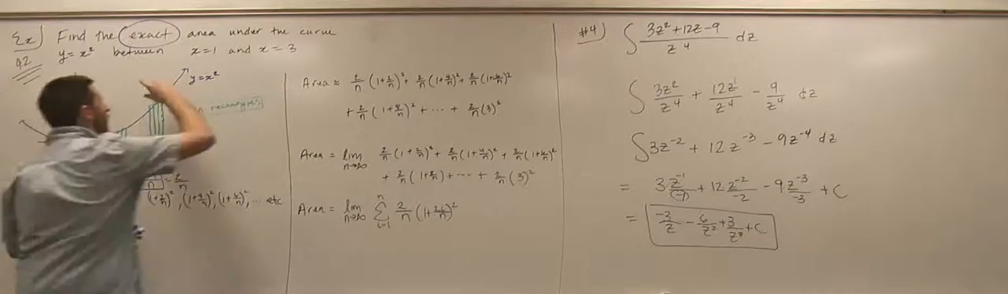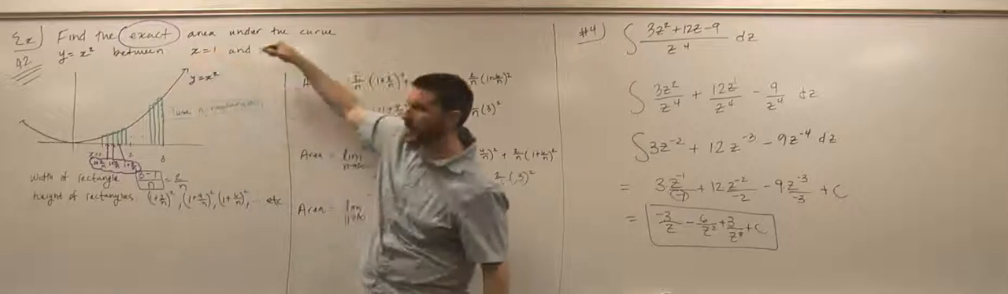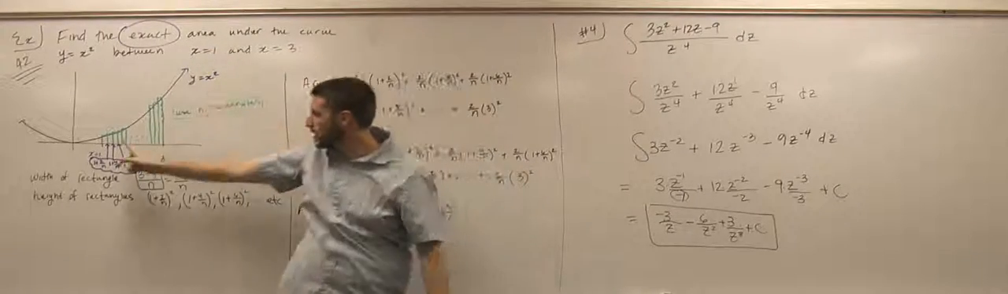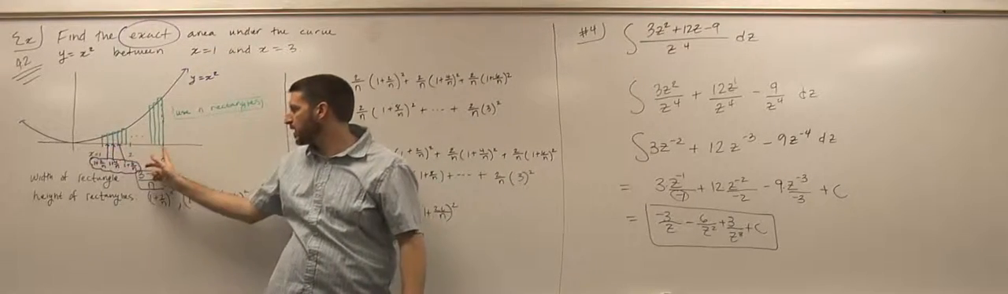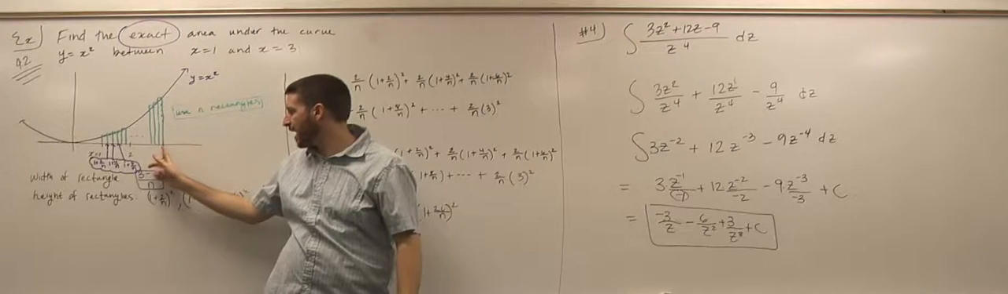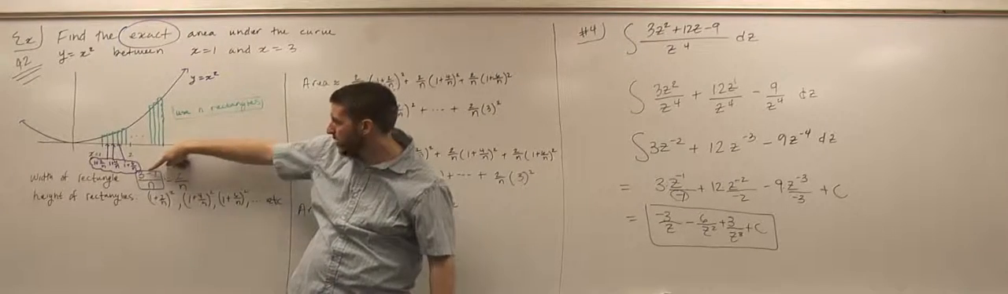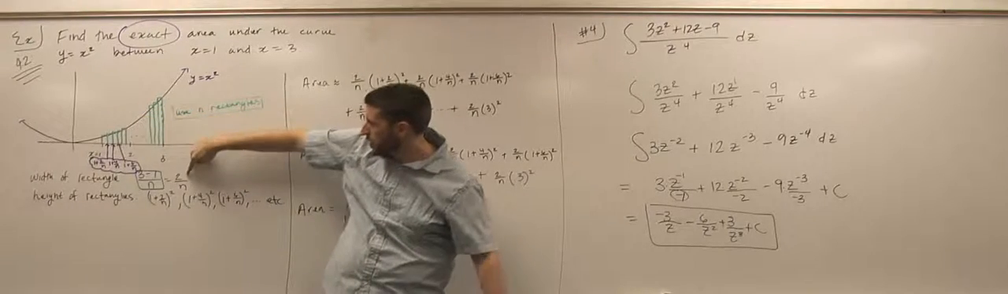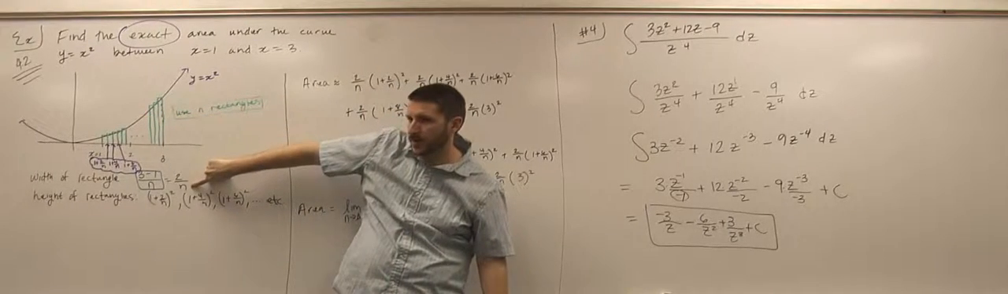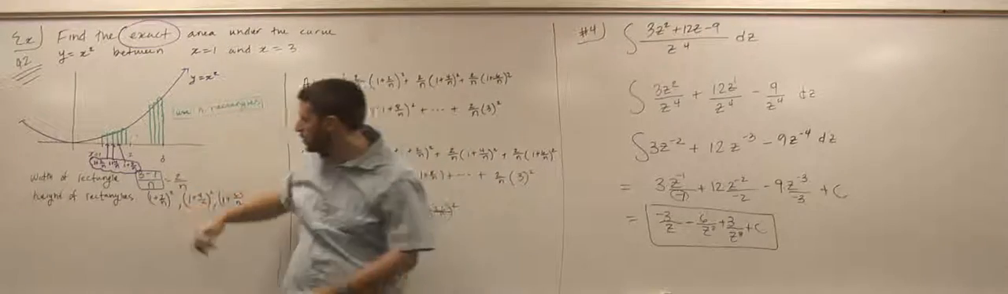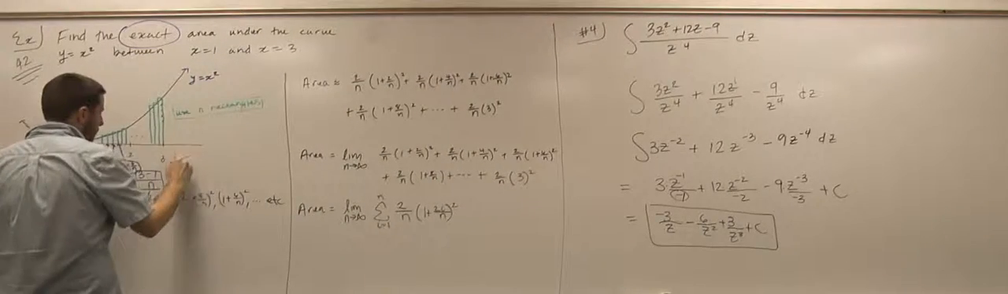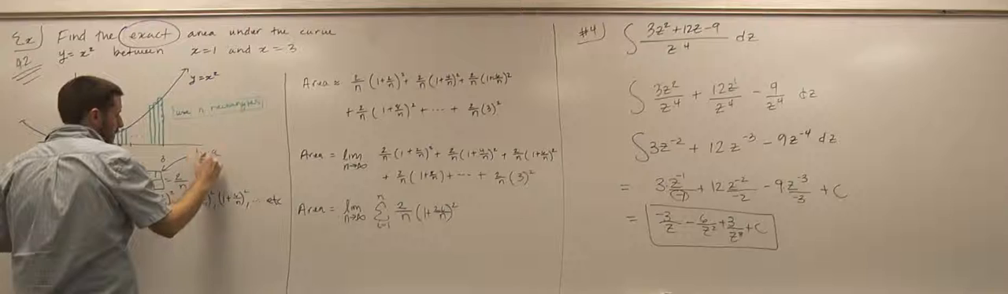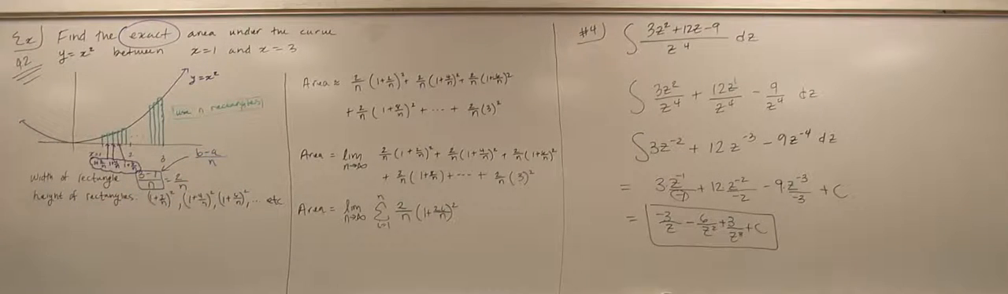You're trying to find the area between x equals 1 and x equals 3. So you need to take the interval from 1 to 3 and split it up into n rectangles. So 3 minus 1 is this length here. This entire length is 2. And then you need to split that up into n rectangles. So this formula here, b minus a over n, will always give you the width of your rectangles.